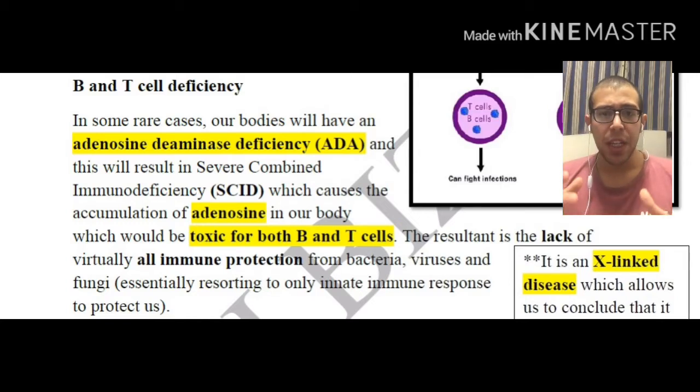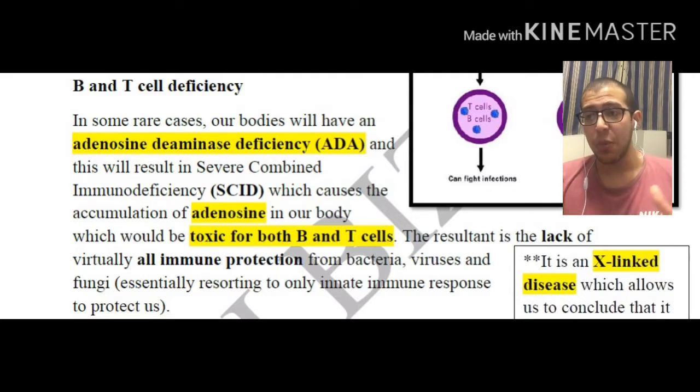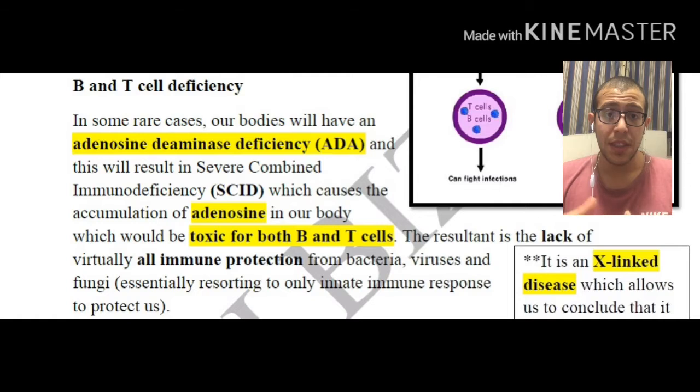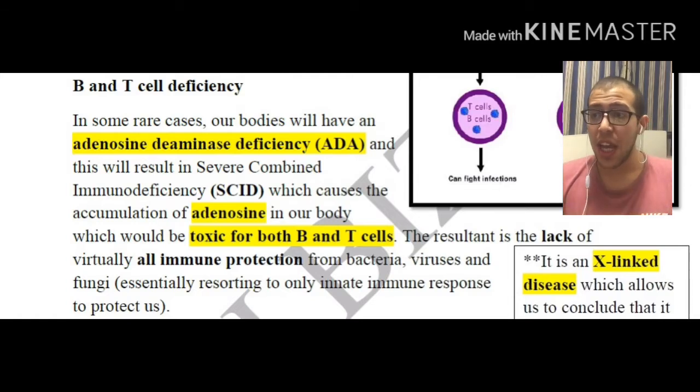So essentially, since we do not have this enzyme that is going to be breaking adenosine, that means that this adenosine is going to be accumulated in our body. Now, this is going to be toxic, and this is going to be killing both our B cells and our T cells. The result is the lack of virtually all immune protection, since we know that T and B cells comprise the majority of our efficient immune protection, and the only immune protection that we have is the innate one, and it is not as strong.